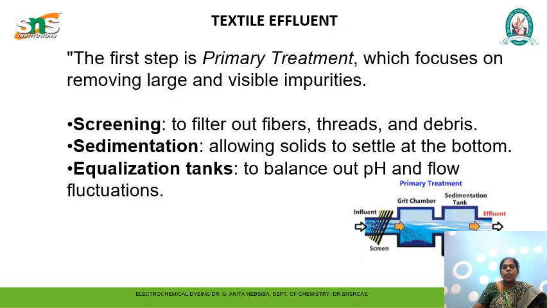The third one is called the equalization tank. This equalization tank is used to balance the pH of the effluent. If it is more alkaline, it is neutralized with an acid. If it is more acidic, it is neutralized with an alkali, and hence the output water is at neutral pH. So here we have removed the suspended solids, that is fibers, threads and debris, by screening, and in sedimentation some larger particles are removed, and in the equalization tank the pH is balanced.